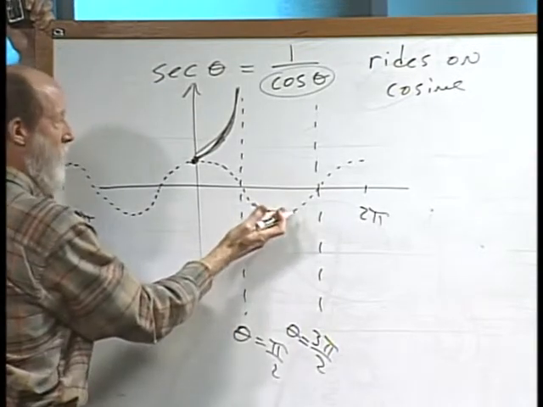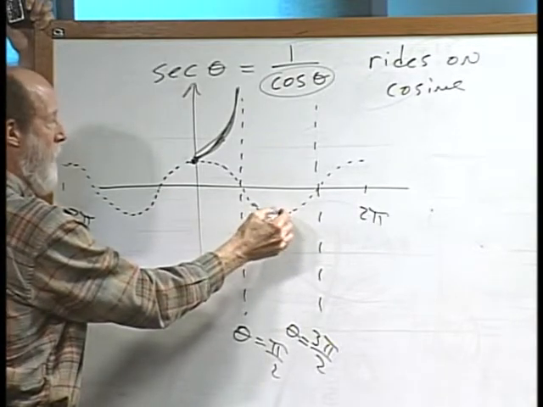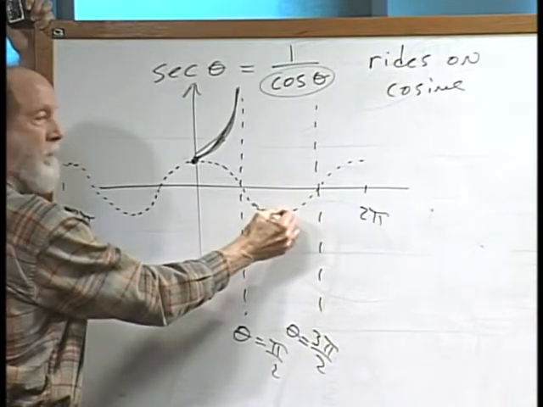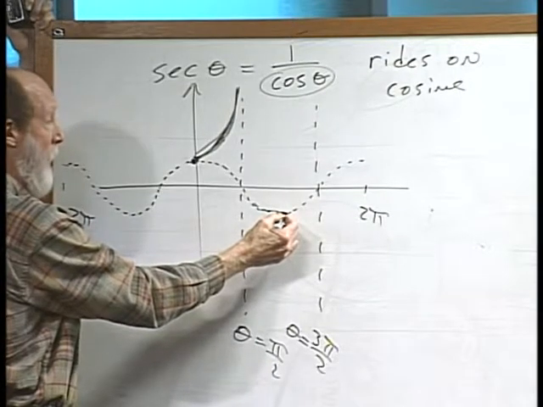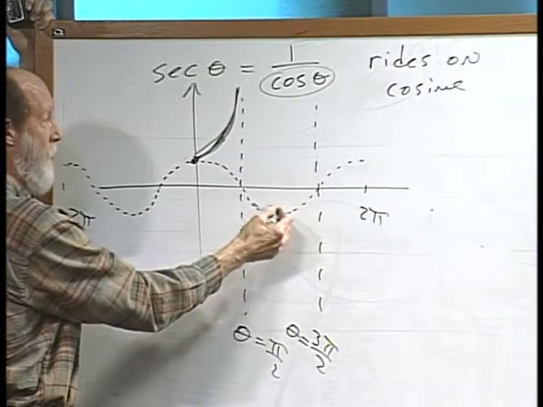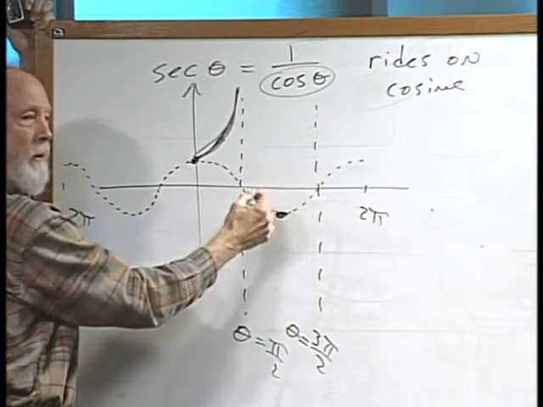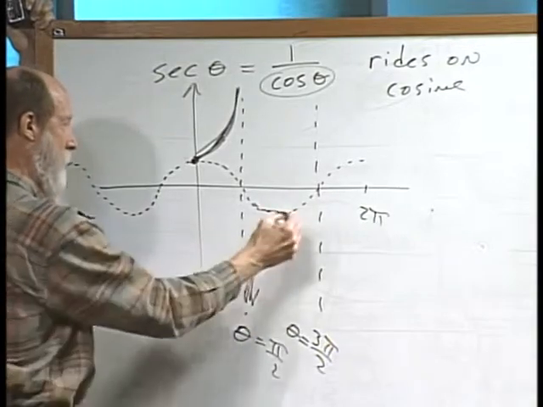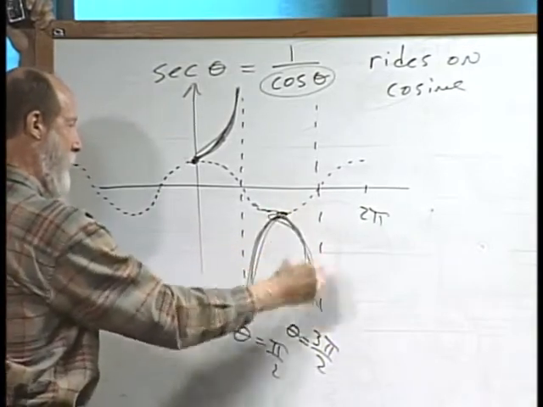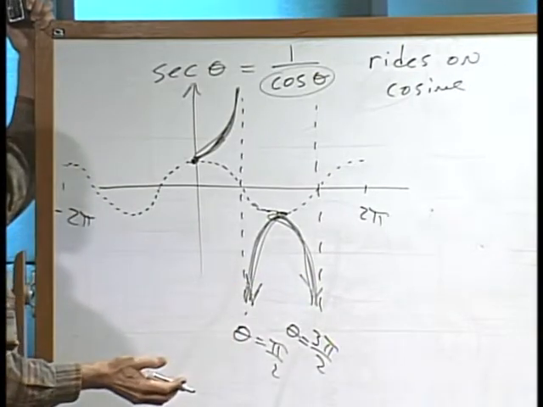Over here, we're taking reciprocals of negative numbers. The reciprocal of negative 1 stays negative 1, doesn't it? 1 over negative 1. And reciprocals of these other negative numbers have to stay negative, don't they? And so it takes a dive like this. There it is. Have we finished a cycle?